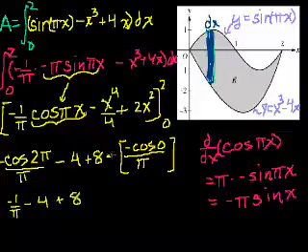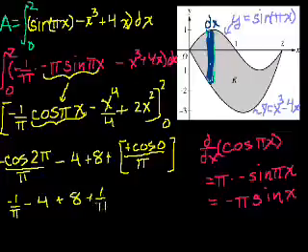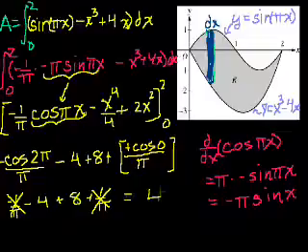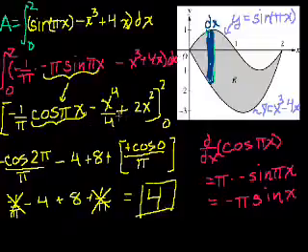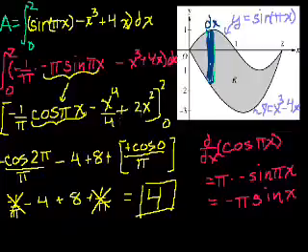And so this minus minus, those both become pluses. Cosine of 0 is also 1, so plus 1 over pi. And so this minus 1 over pi and this plus 1 over pi will cancel out. And all we're left with is minus 4 plus 8, and that is equal to 4. So that is part 1, part A of number 1 on the 2008 BC free response questions.